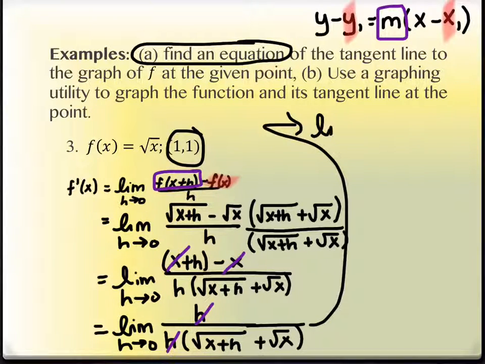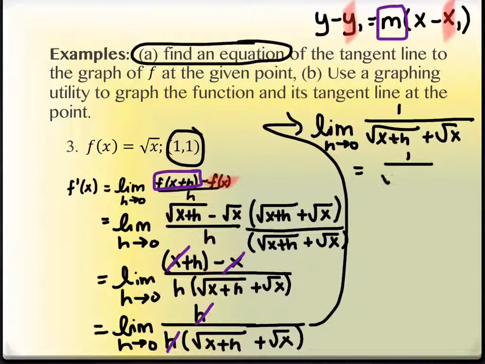It's the number 1. So I've got the limit as h approaches 0 of 1 over the square root of x plus h plus the square root of x. Can I plug h equal to 0 in now? Yes, I can. And if I do that, I will end up getting 1 over the square root of x plus the square root of x, which looks an awful lot like 1 over 2 square roots of x.